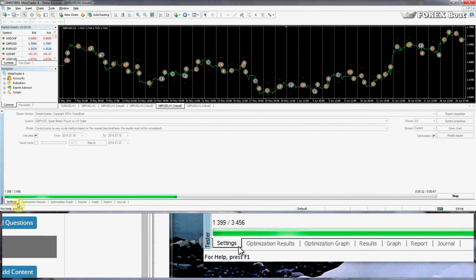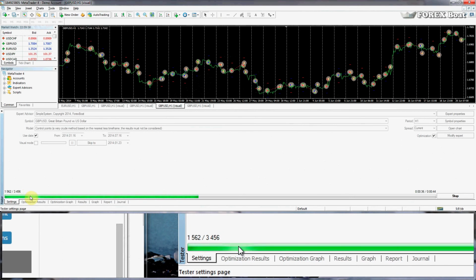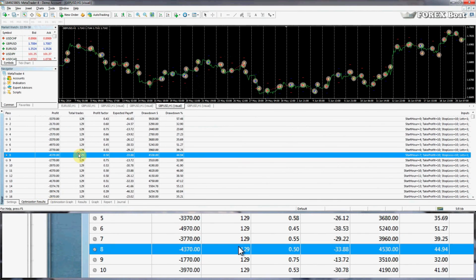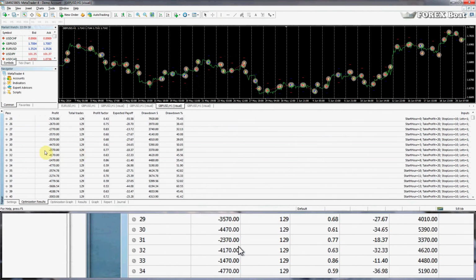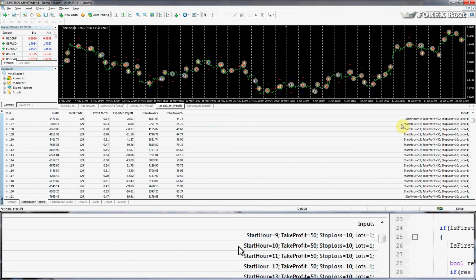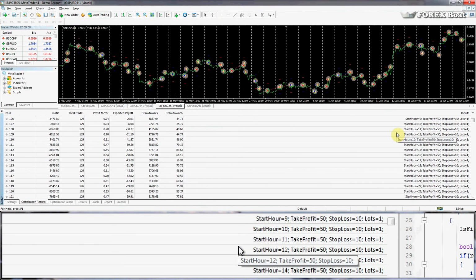Let's go back to settings, and we're already halfway through, or nearly halfway through. These are the results so far. And as you can see, they were originally negative, and there are some very negative results. If you look on the right here, I'll try not to move my mouse again so that you can follow on the magnifier. The hour is increasing, take profit and stop loss are fixed, and then take profit increases by 1, and then hour increases again.